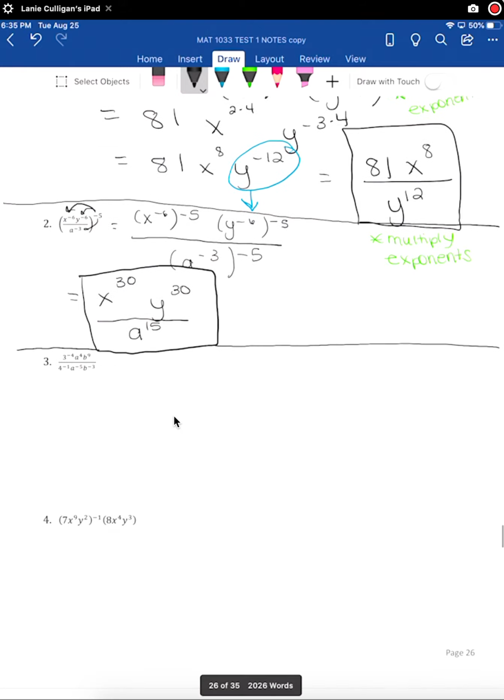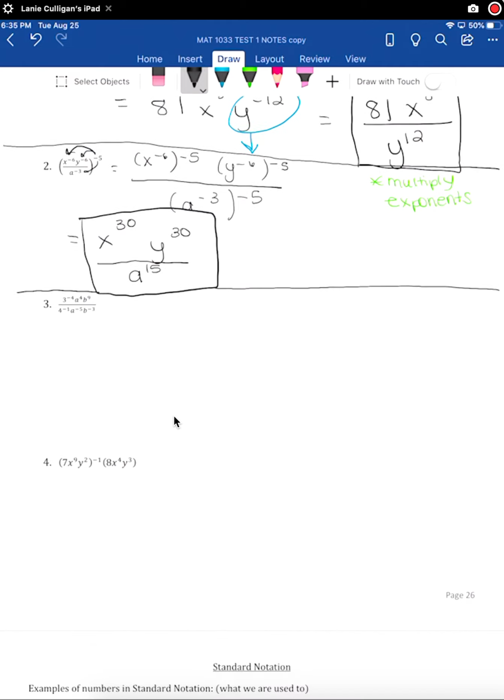Example 3. 3 to the negative 4th, a to the 4th, b to the 9th, all over 4 to the negative 1, a to the negative 5, b to the negative 3rd power. Now here, I don't have to distribute any exponents or anything, but we just have a lot going on. So let's go ahead and make these negative exponents positive.